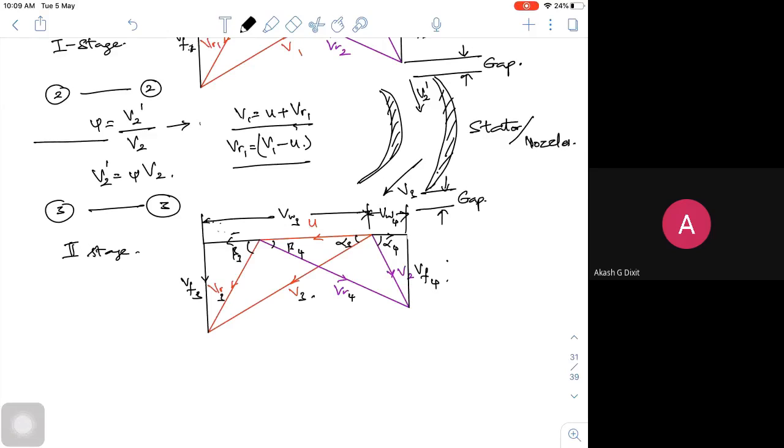So maybe there is a carryover coefficient at this point also. If V3 is what I'm expecting, V3 dash is what is going out of this particular stage. So I can call the carryover coefficient between the stator and the next stage of the rotor V3 by V3 dash. So I do have a carryover coefficient wherever the fluid is coming out of the rotor and entering the stator, or coming out of the stator and entering the rotor. Fine. This is called the carryover coefficient.